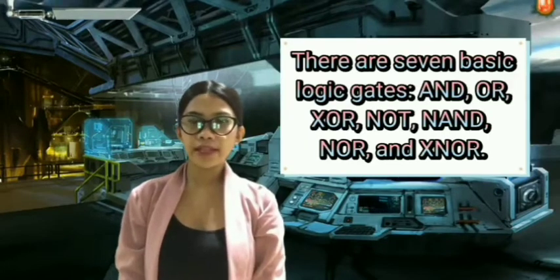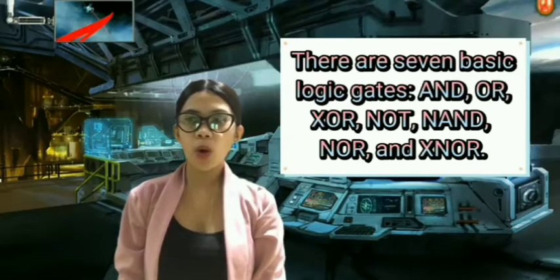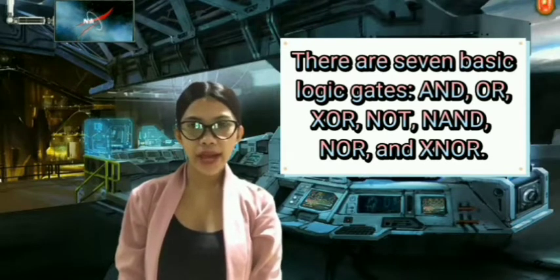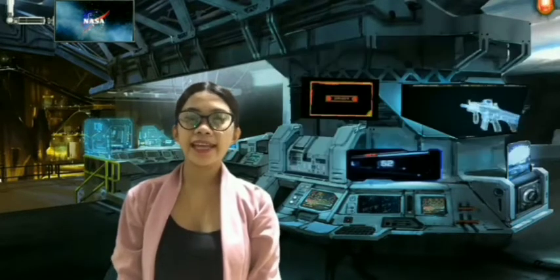There are 7 basic logic gates: AND, OR, XOR, NOT, NAND, NOR, and XNOR. And let us hear our NASA scientists and their explanations regarding this topic.